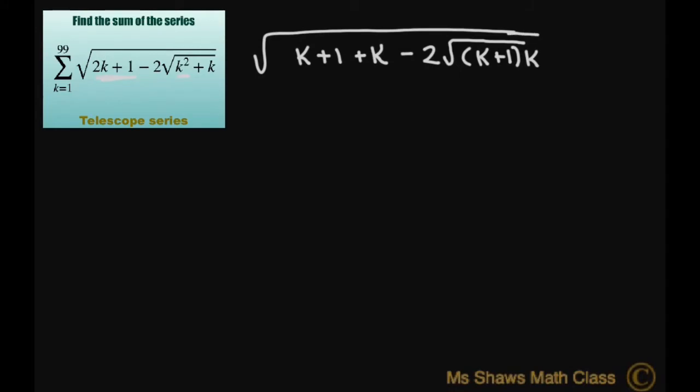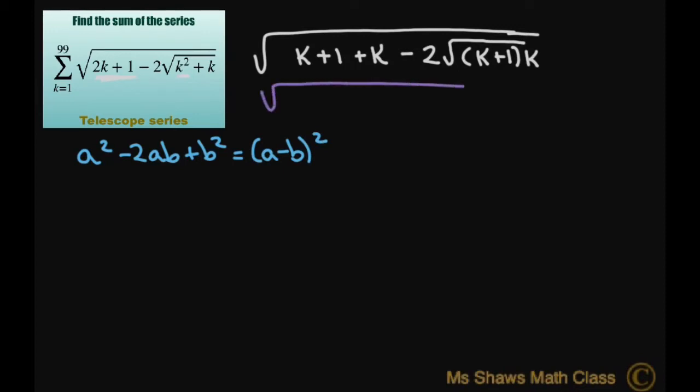Now what I'm going to do is use the fact that a squared minus 2ab plus b squared equals a minus b squared. And I'm going to put that here. A minus b squared. So basically if I rewrite this as k plus 1 minus 2 times square root of k plus 1, and this is under the radical as well, times square root of k plus k.